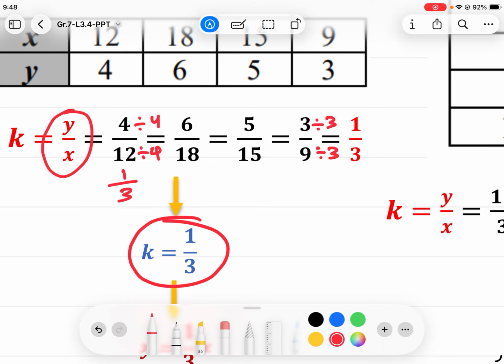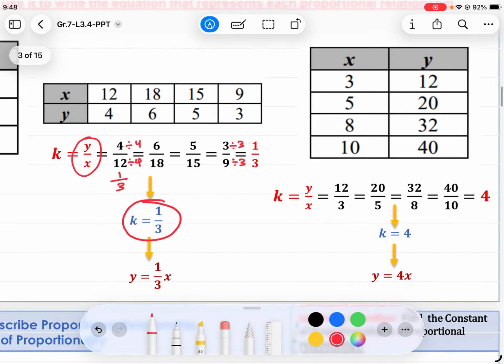You're supposed to end up with this value. Okay? You're supposed to end up with the same value. Okay, they all actually have the same value, but you're supposed to end up with the same numbers for y and x. Okay, now let's move on to the third table.